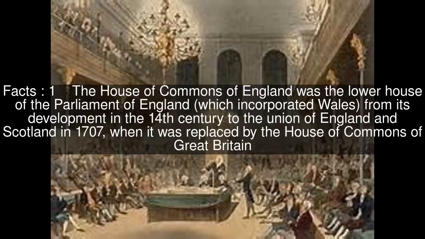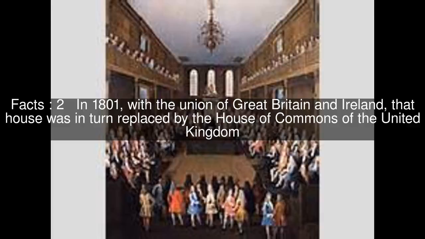The House of Commons of England was the lower house of the Parliament of England, which incorporated Wales, from its development in the 14th century to the Union of England and Scotland in 1707, when it was replaced by the House of Commons of Great Britain. In 1801, with the Union of Great Britain and Ireland, that house was in turn replaced by the House of Commons of the United Kingdom.